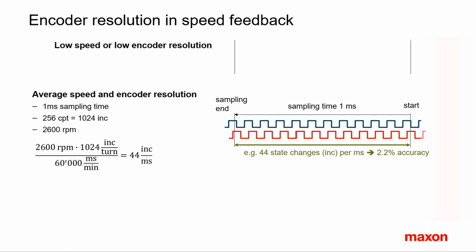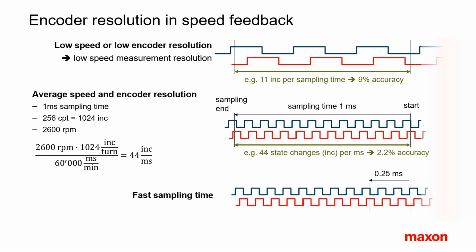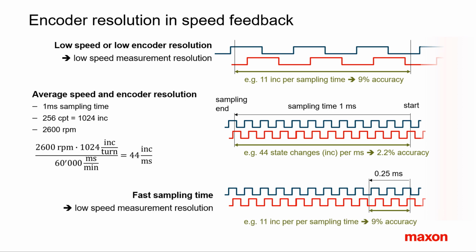The situation looks different at low speeds or at lower encoder resolution, however. In the same millisecond, there are fewer increments. The resulting speed resolution is still 1 increment per millisecond, but this corresponds now to about 9%. A similar effect is obtained by faster sampling. There is a tendency towards faster sampling times in modern controllers. And we have seen on the previous slide that for narrow speed tolerances, faster sampling is a good thing to do. However, for the same speed and the same encoder resolution, there are fewer increments and the resulting speed resolution will be lower.